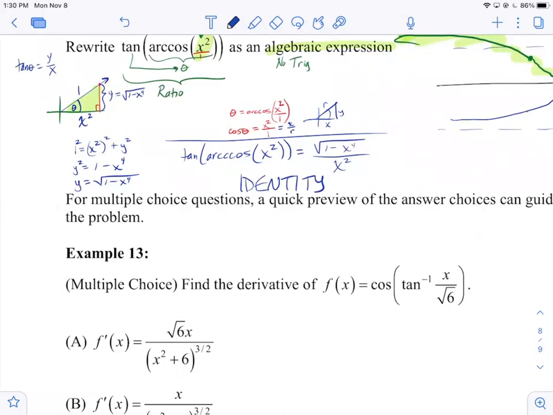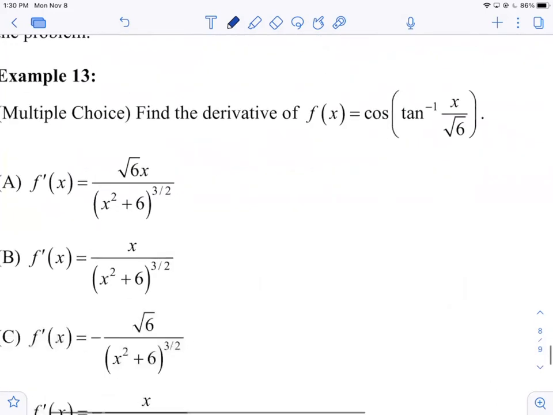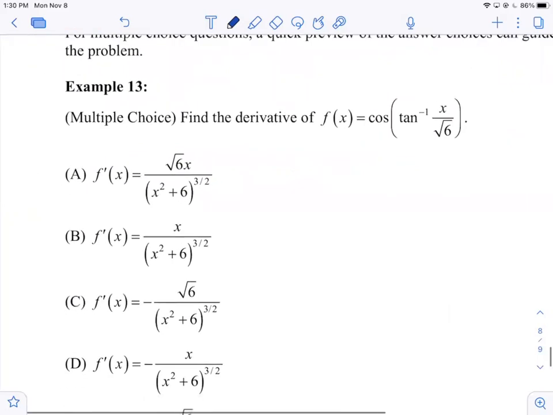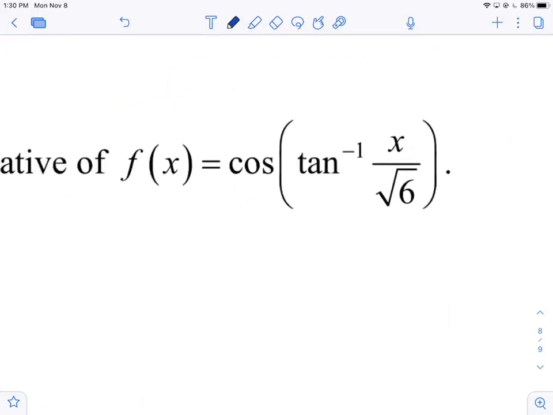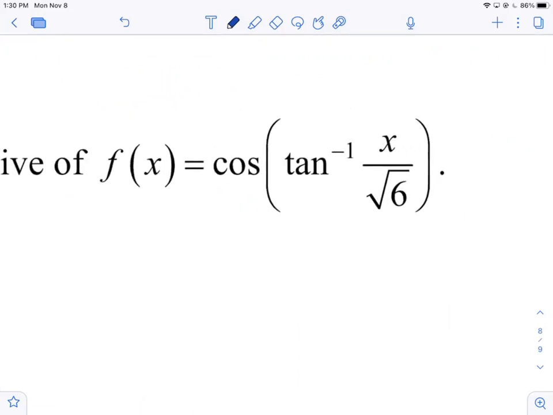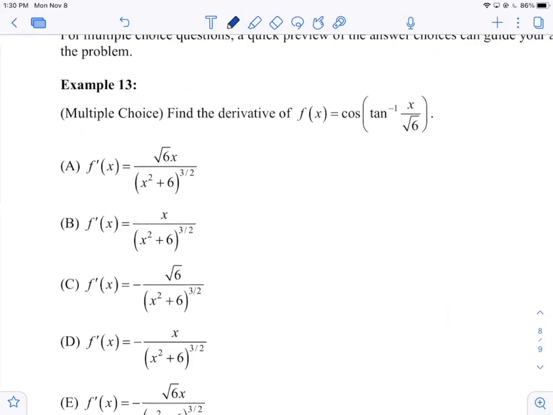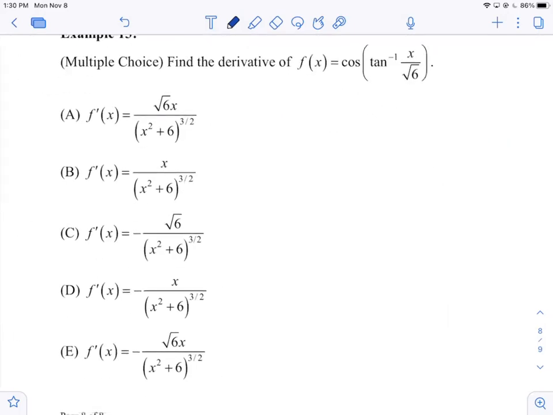All right. So here's what I want you to do. I want you to find the derivative. This is the last one. Find the derivative of f of x equals cosine of inverse tangent of x over the square root of 6. This is why we do this. If you preview your answer choices, you're like, holy crap-a-moly. There's not a single bit of trig in any of the answer choices, is there? So you pick C and you hope for the best, right?